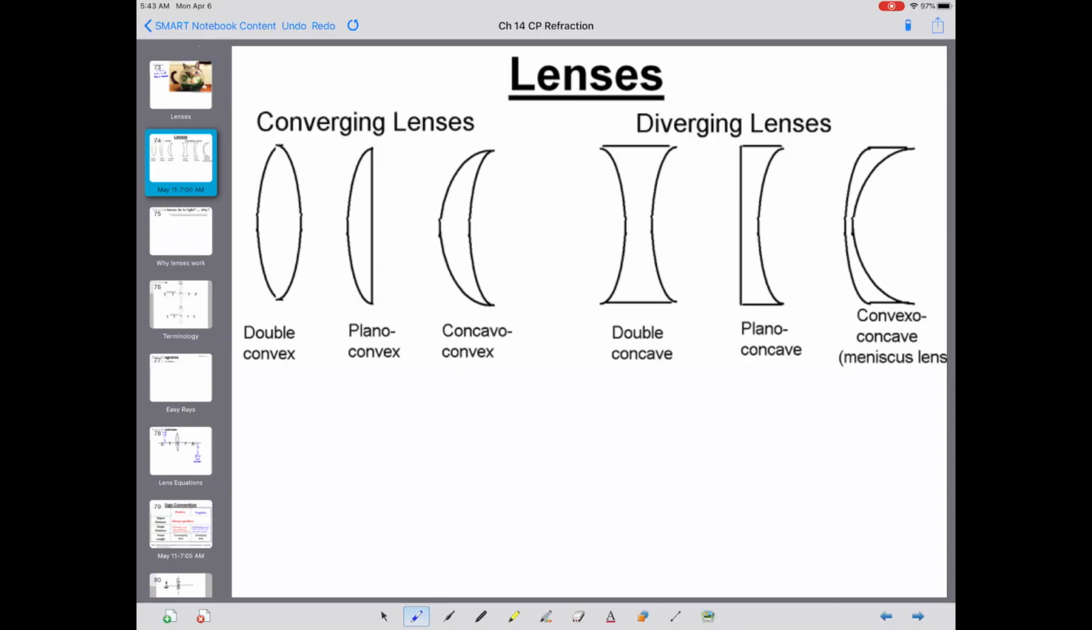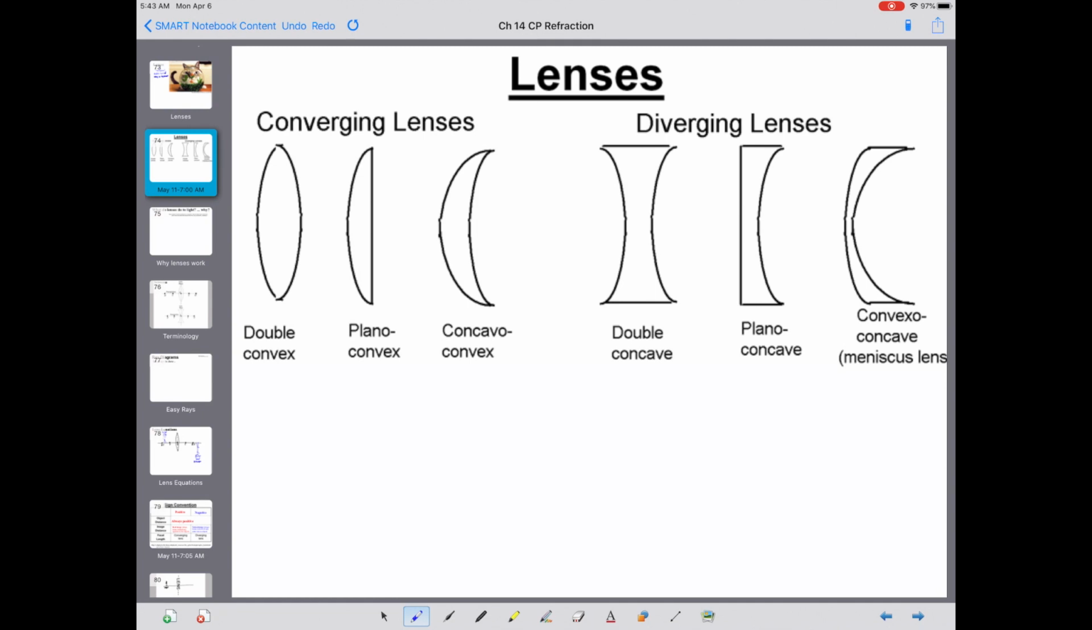So in summary, if you have a shape that is wider in the middle and narrow towards the outer edges, it will cause those rays of light to come together. If you have a shape that is narrow in the middle and wider at the outer edges, it causes those rays to spread apart or diverge. That's how we're going to classify lenses, by where they are thickest based on what they do to the light.